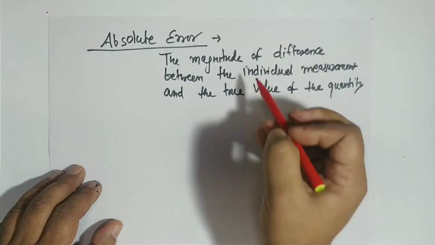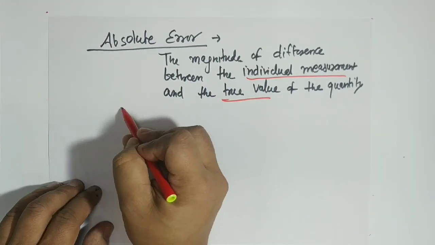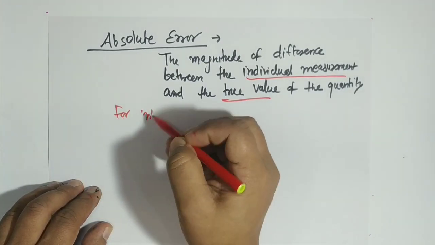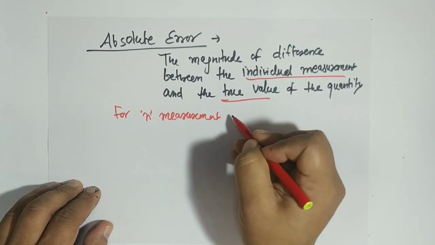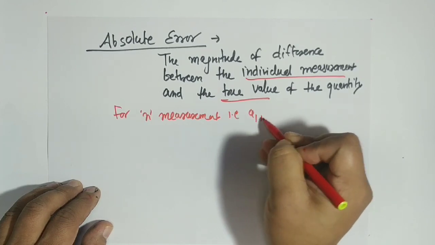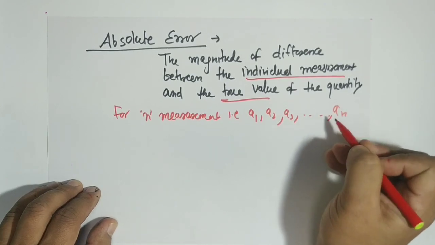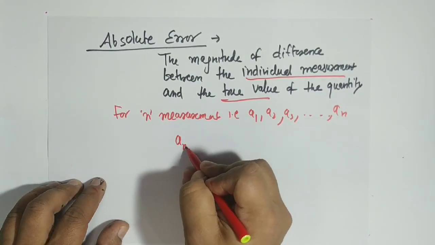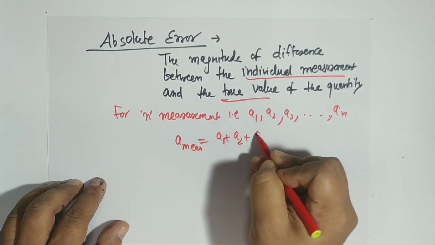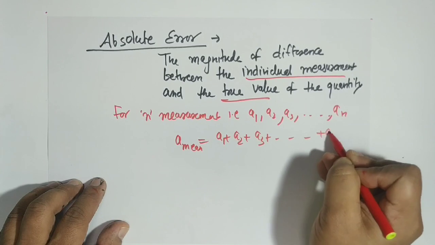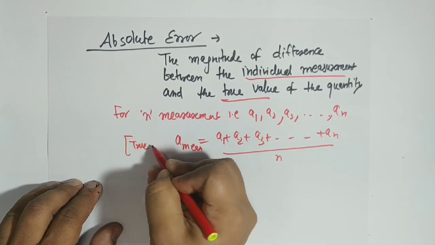Okay, so that means what you have measured and what is the true value. I am going to give you an example. Say for n measurements, the values are a1, a2, a3, ..., an. If I ask you what is the true value, then that is the mean. The mean will be (a1 + a2 + a3 + ... + an) divided by n. This is the true value.